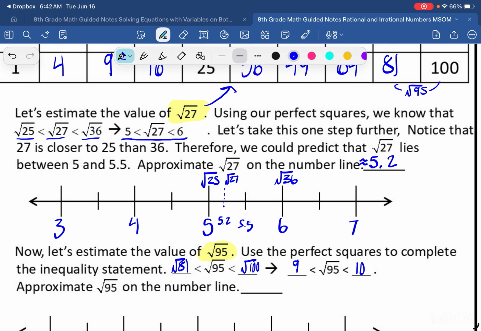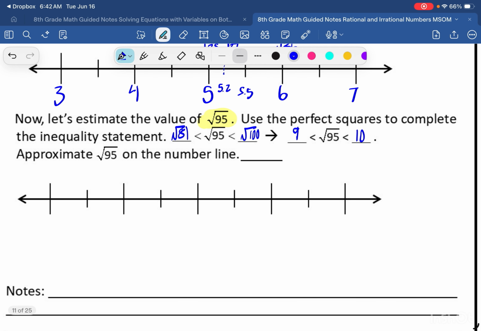Approximate the square root of 95 on the number line. So I know it's between 9 and 10 somewhere. I'm just going to go 8, 9, 10, 11, 12. This is 9.5. So this is the square root of 81. This is the square root of 100. So the square root of 95 is going to be over here, closer to 100 than it is to 81. And so going down, I'm going to estimate that's about 9.7. Again, you are just approximating where it's at.